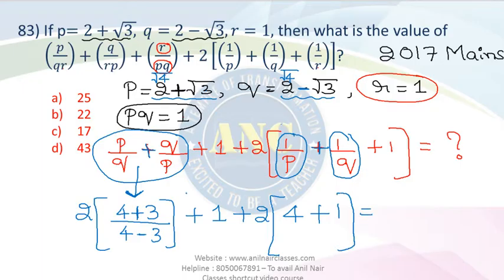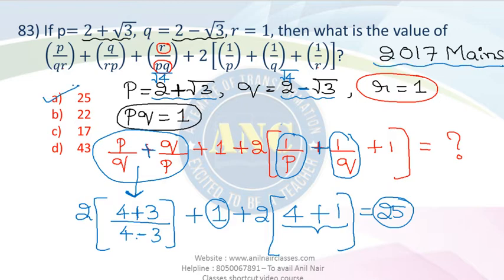So this can be simplified. 2 into 4 plus 3 is 7 by 1. 7 into 2 is 14. 14 plus 1 is 15. 15 plus 4 plus 1, 5. 5 times of 2 is 10. 15 plus 10 is 25. The answer for this original SSC 2017 mains question is 25. Don't look at the question in the way it is given.